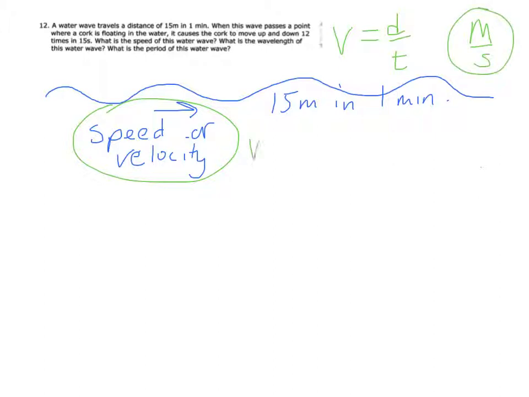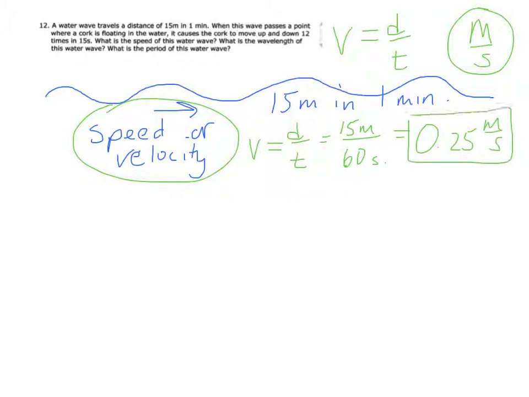So if I'm going to find this velocity, and I'm going to take distance over time, I'm going to take 15 meters over 60 seconds, not over 1 minute. So be careful with that. Make sure you convert from minutes to seconds. And when you do that, you get 0.25 meters per second. So that's the velocity of the wave. That's this part right here.